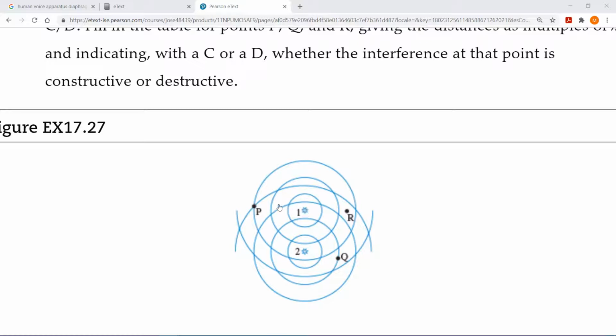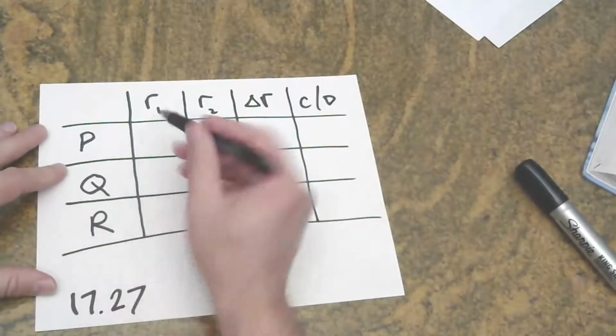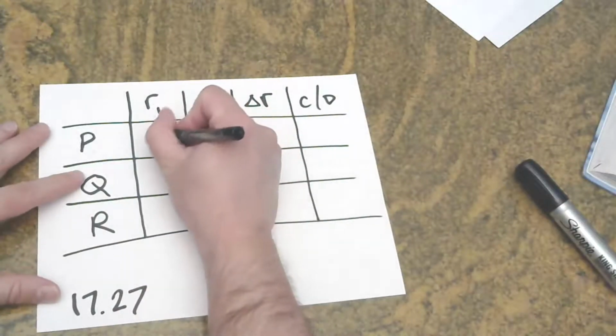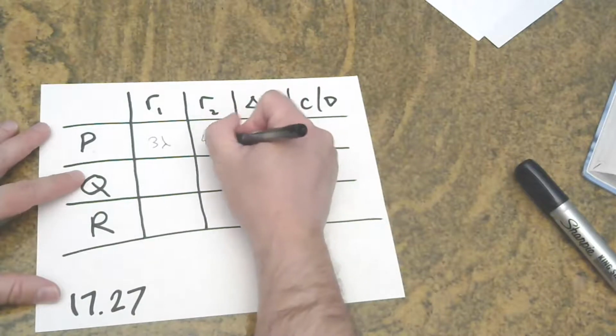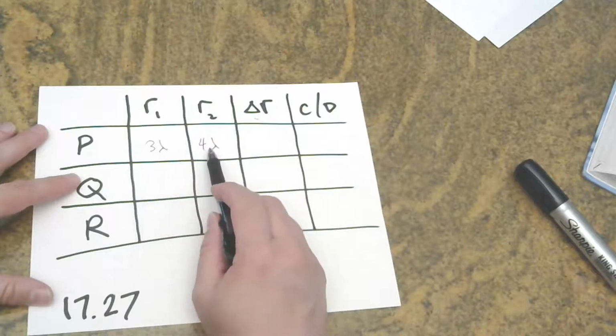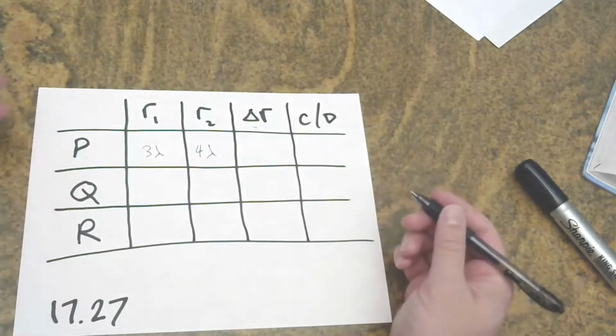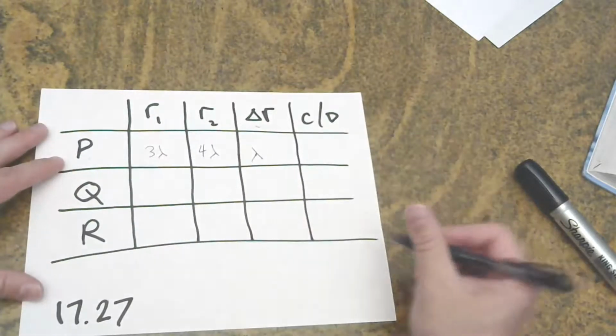I count 1, 2, 3 wavelengths. How far is it from 2? 1, 2, 3, 4 wavelengths. So P is 3 wavelengths from source 1, 4 wavelengths from source 2. So the path length difference would be the difference between these two. I'm just going to go with absolute value. So that's 1 wavelength difference.